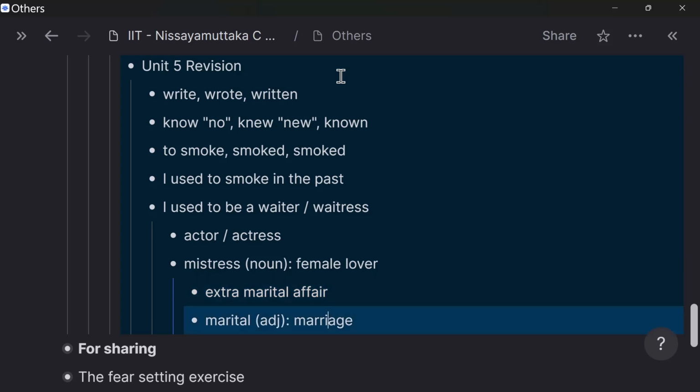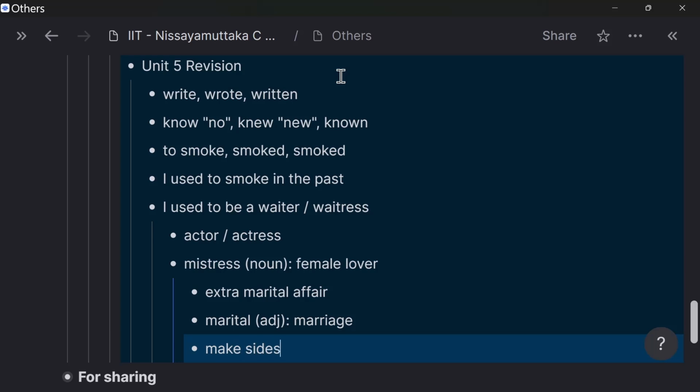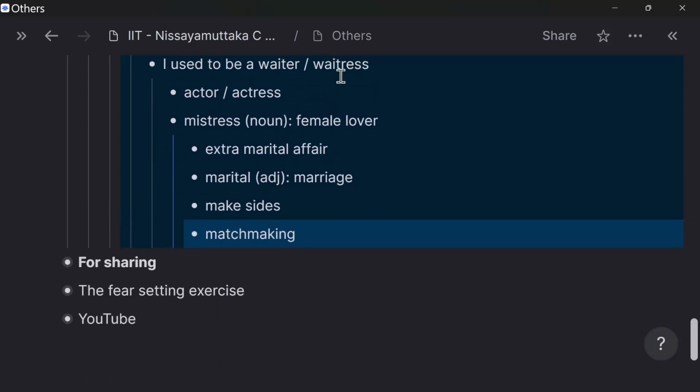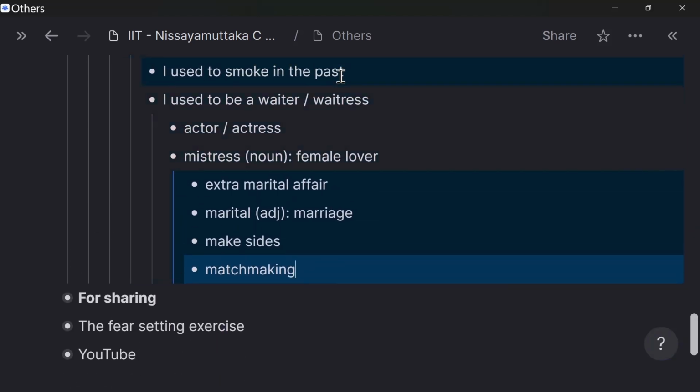One way is to say, like, to make sides. I think this is used, at least in my language. But to make, it's matchmaking. Yeah, matchmaking. Making matches. A match is like a couple. Two together. A match. So matchmaking, no? Okay.